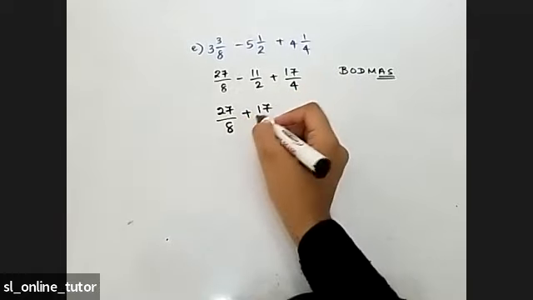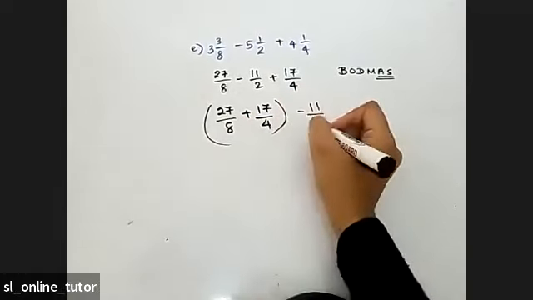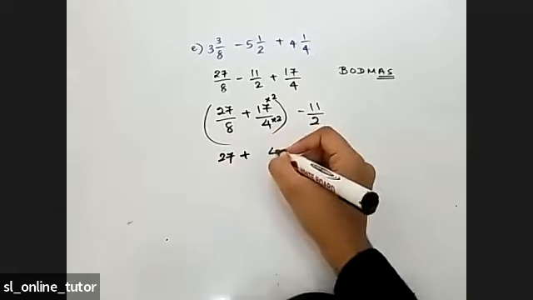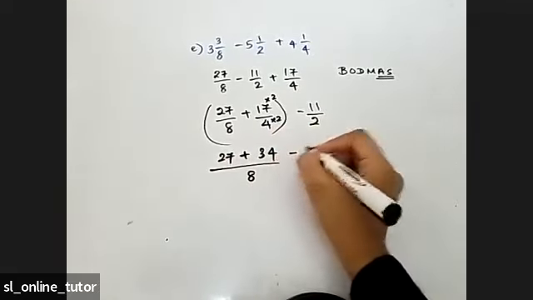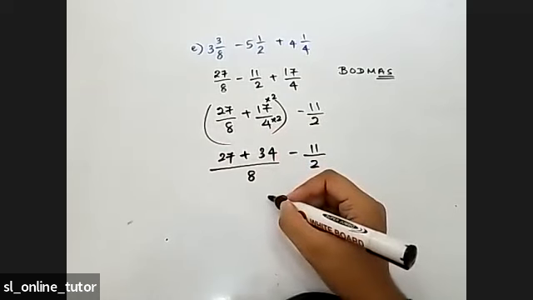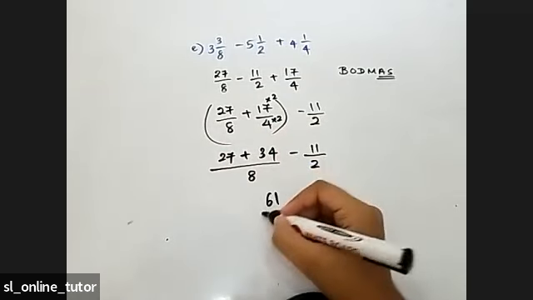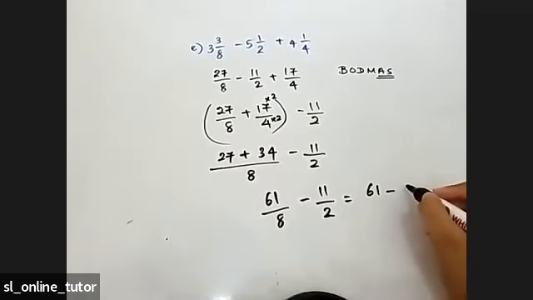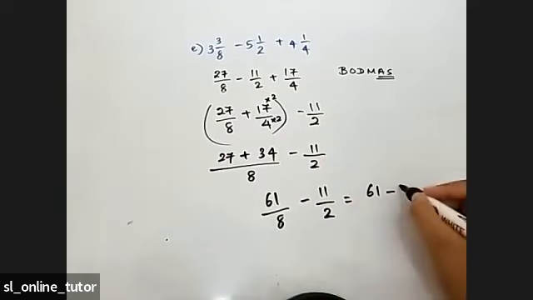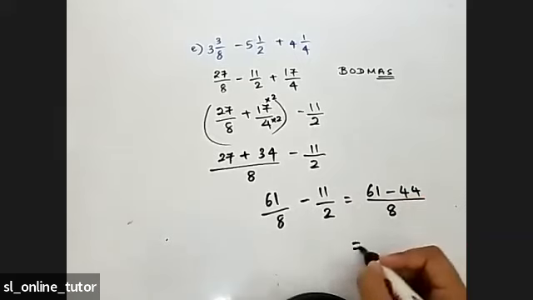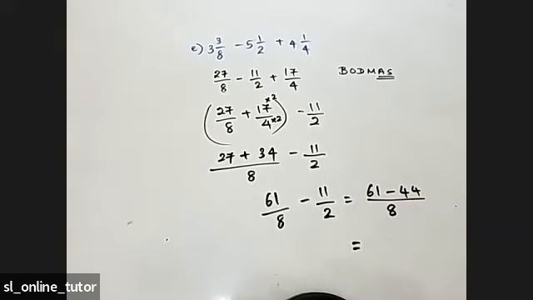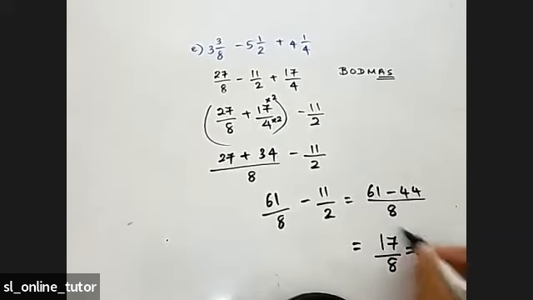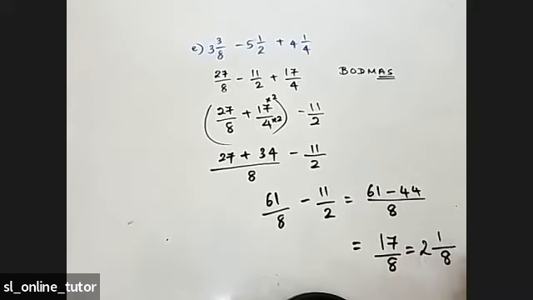Addition part is positive and positive you have to take. Minus 11 upon 2. Yes. 27 plus 34 minus 11 upon 2. You're getting 61 upon 8. 11 upon 2. So if you make the common denominator, 11 times, like 2 times 4. 11 times 4 means 44. Common denominator 8. 61 minus 44. You're getting 7 here. 5 minus 4, you're getting 1. 17 upon 8. It's improper, so arrange it to 2 1 upon 8.